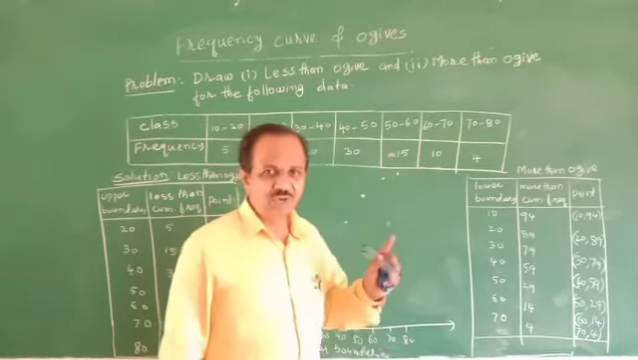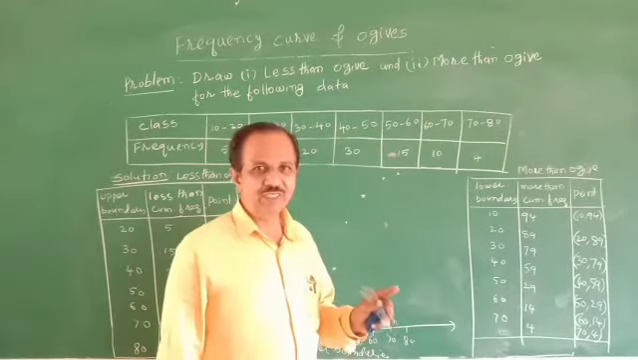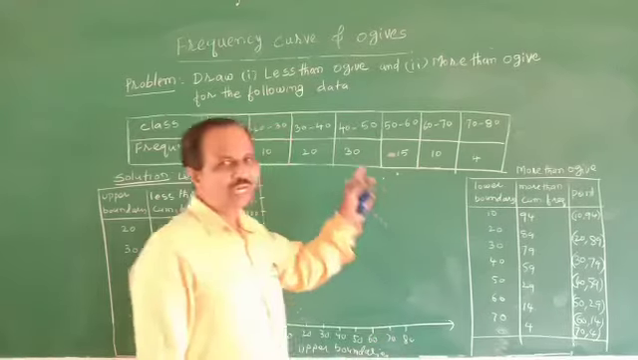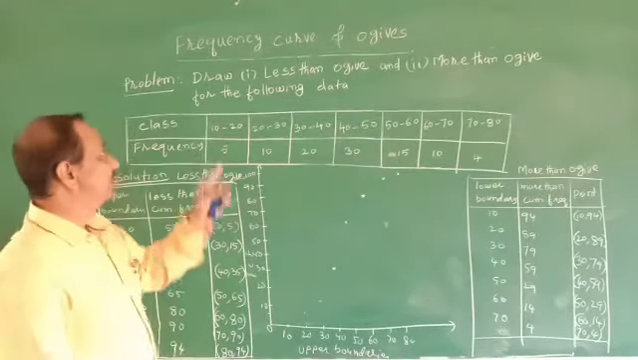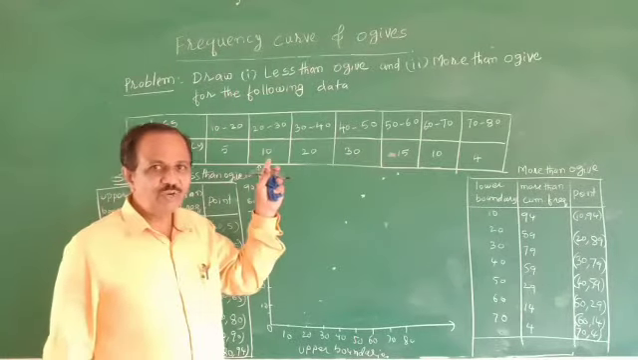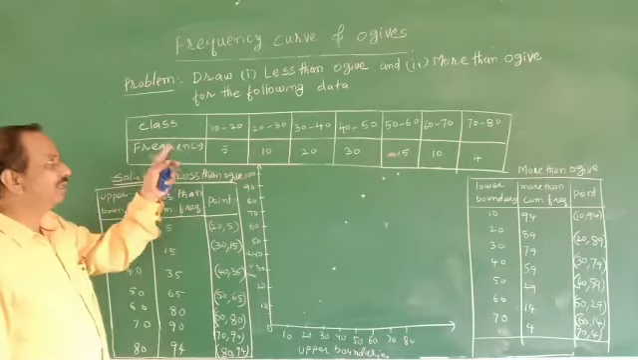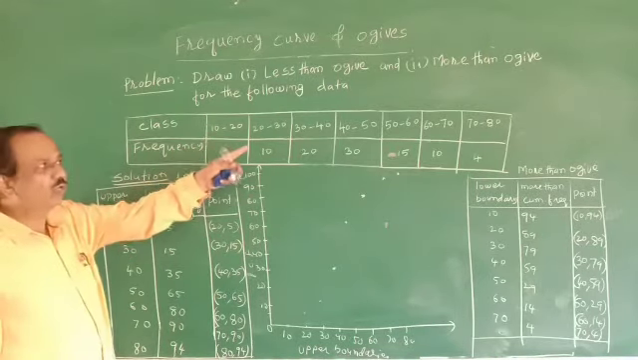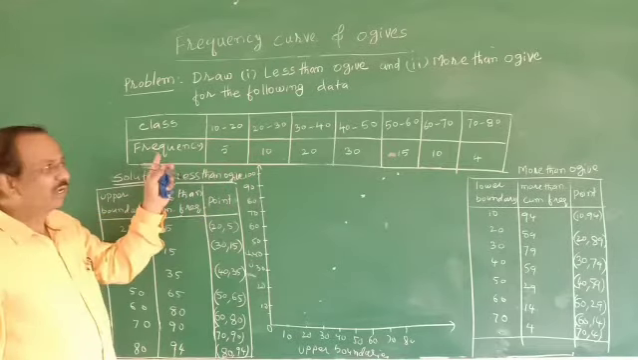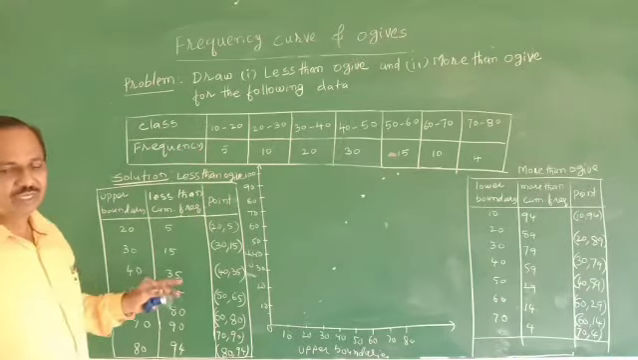I will take one example and explain how to draw less than ogive and more than ogive. So let us take this example. Draw less than ogive and more than ogive for the following data. See the data: classes 10 to 20, 20 to 30, 30 up to 70 to 80. Corresponding frequencies are 5, 10, 20, 30 like that.